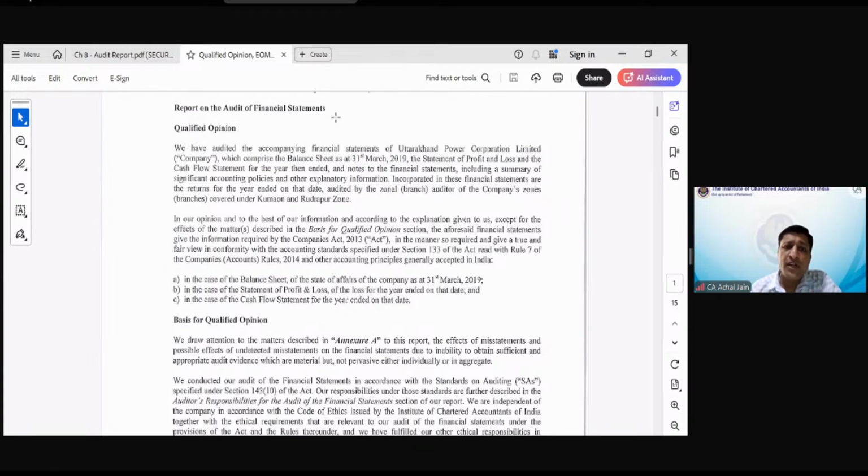Auditor is saying we have audited the financial statements of the company, which comprise balance sheet, statement of P&L, cash flow, notes, all of this information. Now, first para, if you remember, when we discussed the report with unmodified opinion, same para was specific, talking about what has been audited. Now, let's look at the second para.